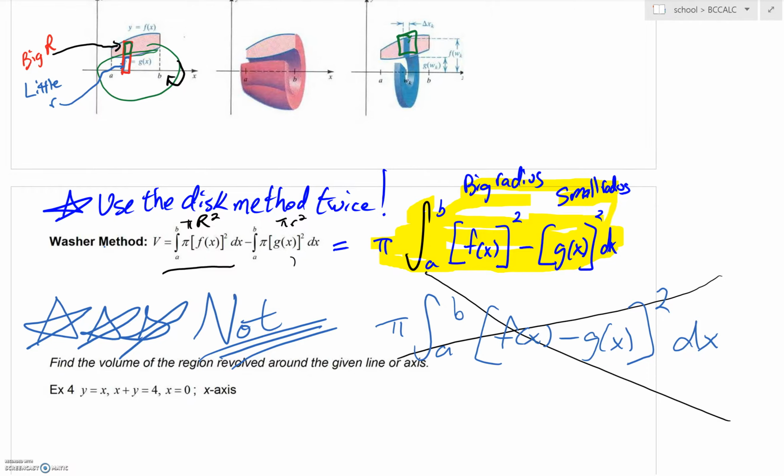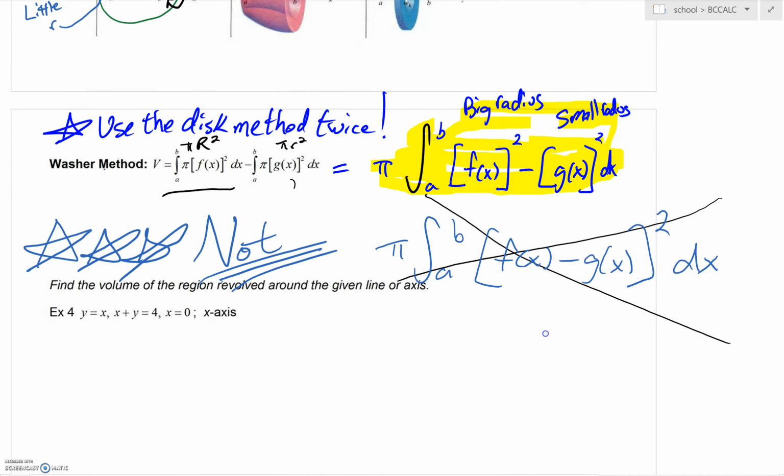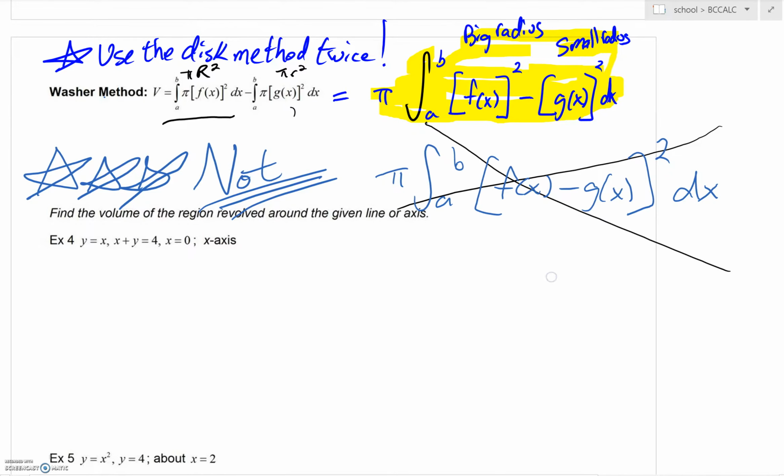That would be a very different scenario if you were writing that out. And that's the number one mistake with the disk method, where students want to do f minus g and then square that whole thing. So be careful. It's really just f squared minus g squared, not squaring the subtraction. We can talk more about that in class if we need further clarification. You don't get the same answer doing this method that we crossed out.